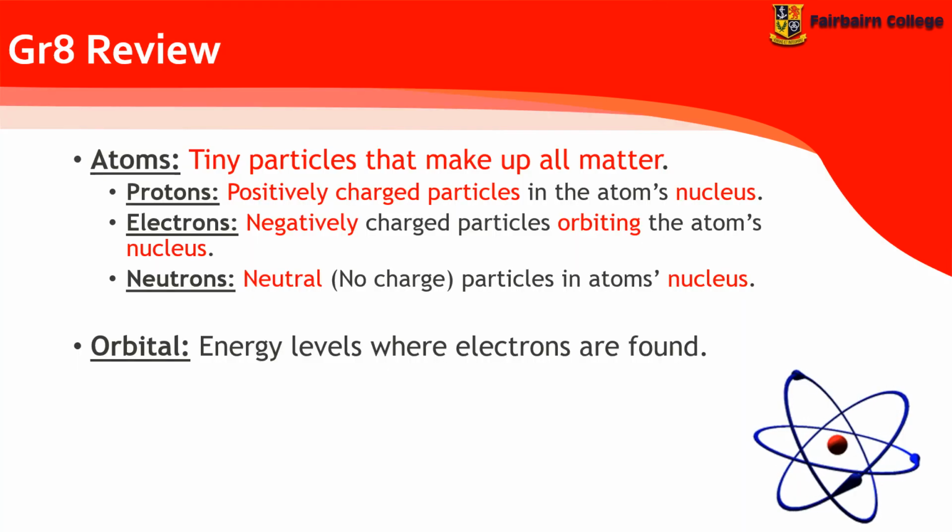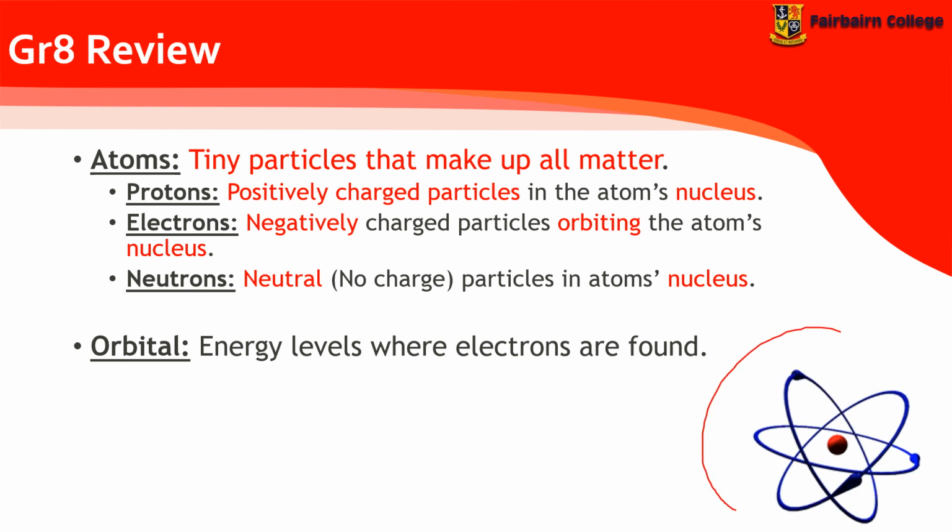So first up, some grade 8 revision. You would remember that in grade 8 we defined atoms as the tiny particles that make up all matter, or we can just say the building blocks of matter. Each atom, however, is made up of smaller subatomic particles called protons, neutrons, and electrons. The protons carry a positive charge and are found in the nucleus of the atom, while the electrons carry a negative charge and are found orbiting around the nucleus. And the neutrons are also found in the nucleus, and they have no charge or are neutral.